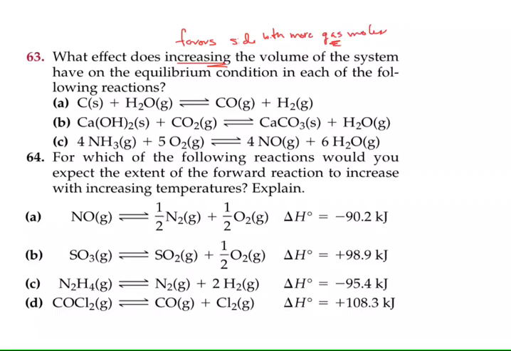For 63, we're going to increase the volume, and the question is what effect does increasing the volume have? For 63A through C, it's going to form more reactants or form more products, or go to the left or go to the right, however you want to say it. For the next one, which would you expect the forward reaction to increase with increasing temperature? Of course, we're going to look at whether it's endothermic or exothermic. We're going to increase the heat and see whether it favors the reactant or product side. There you go. Not bad.